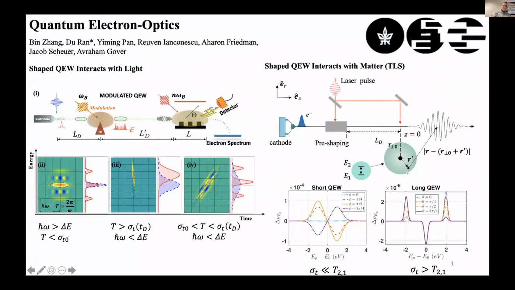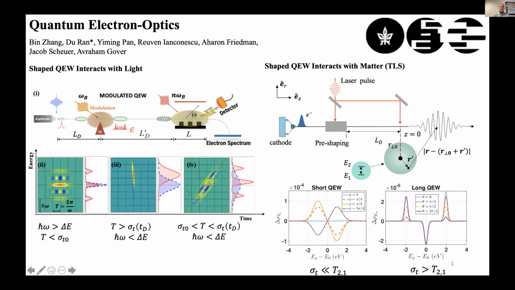Hello, everyone. Today I want to present a poster named Quantum Electron Optics. We focused on the interaction of shaped free electron wave packets with light or with matter, based on the quantum electron wave-particle duality property.